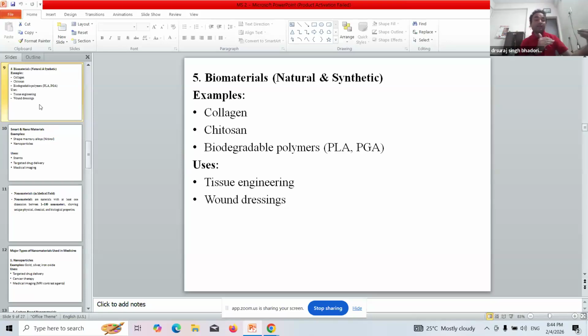So for that cellular compartment and the tissue, we want such materials which are very flexible, which may be used for the purpose of synthesis, which may be used for the purpose of healing, which may be used for the purpose of repairing. So these are the biomaterials.